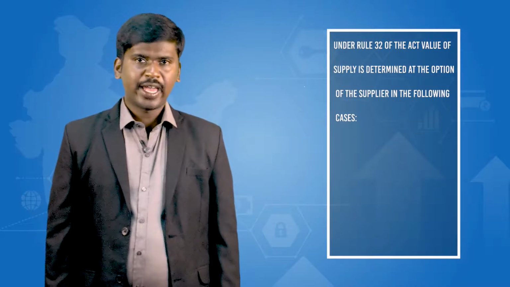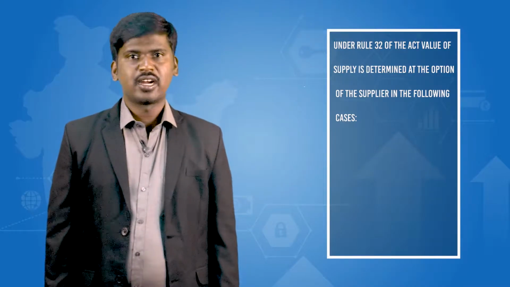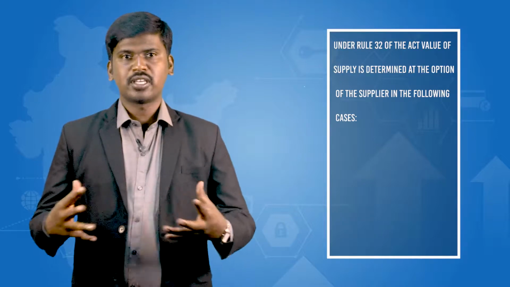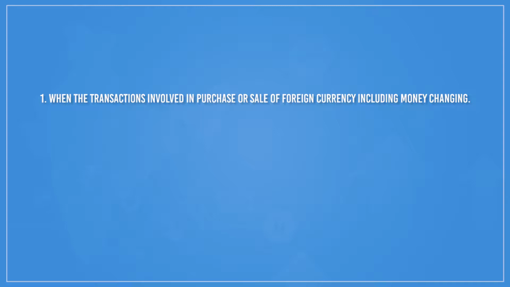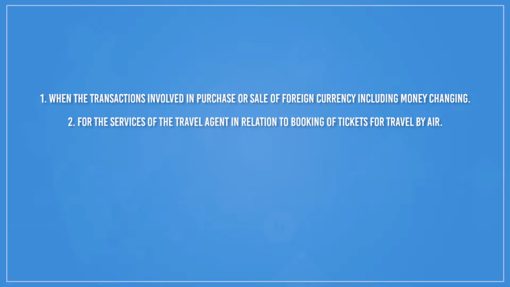Let us focus on rule 32. Determination of value of supplies in relation to certain specified supplies. Under rule 32 of the Act, value of supply is determined at the option of the supplier in the following cases. Case number 1, when the transactions involved are purchase or sale of foreign currency including money changing. Number 2, for the services of the travel agent in relation to booking of tickets for travel by air. Number 3, for the services in relation to life insurance business.